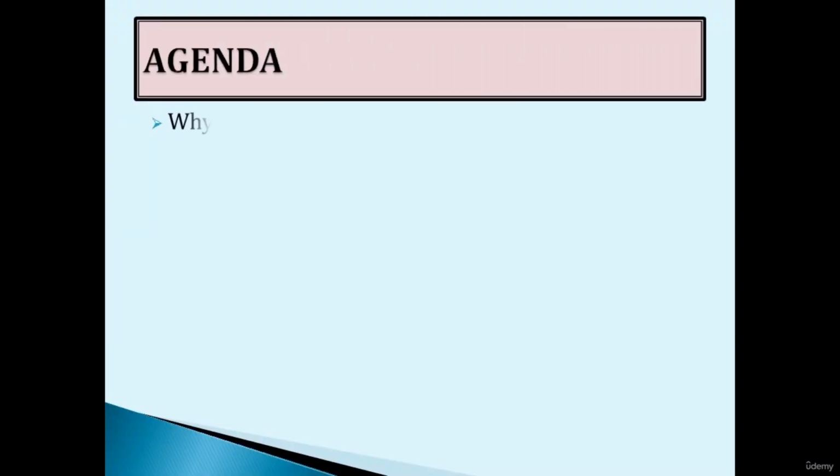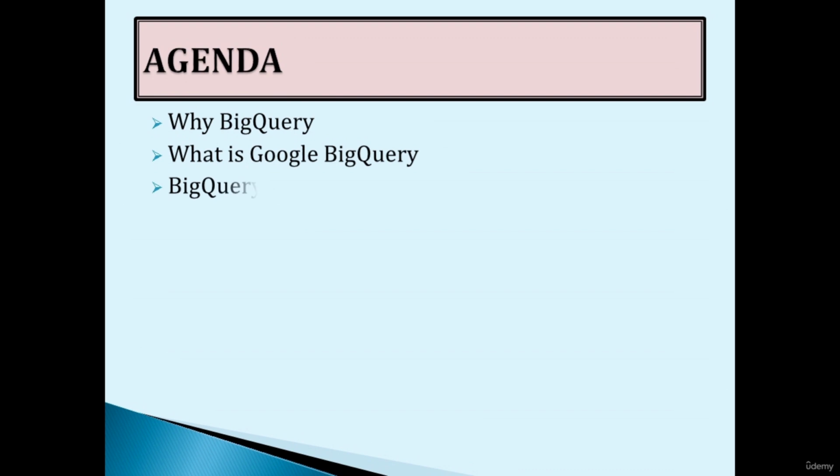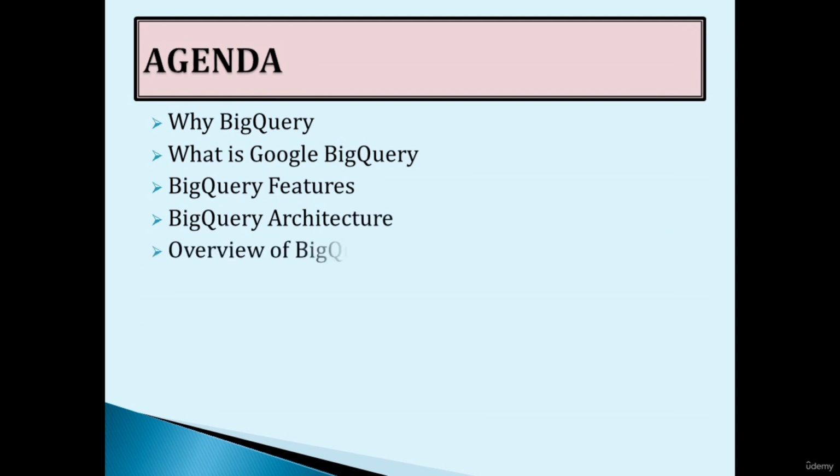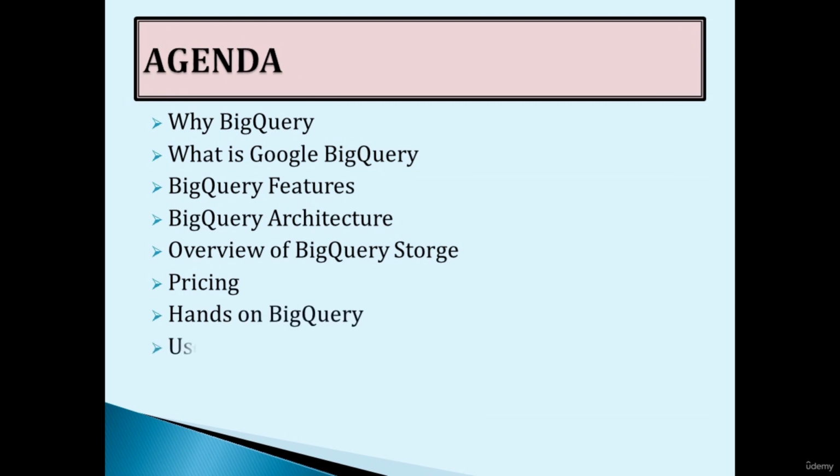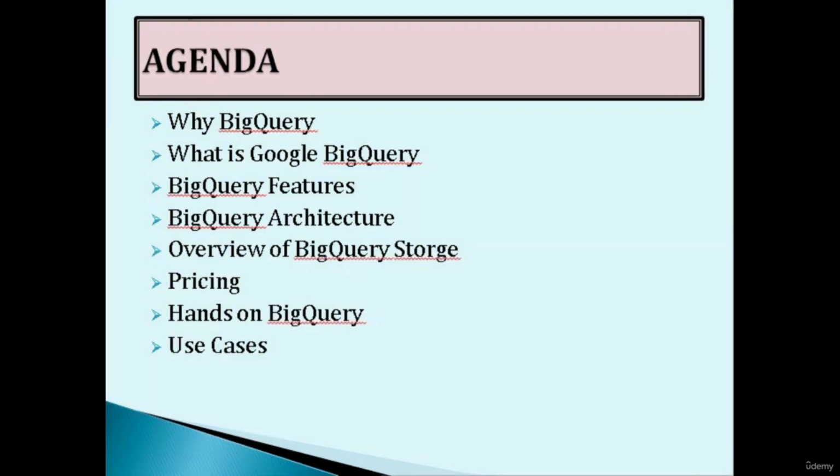So we will start this session by first understanding why there is a need for Google's BigQuery and what actually it is. Then we will look at some of its key features and high-level architecture. Moving ahead, we will get an overview of Google's BigQuery storage as well as techniques of ingesting data into it. Furthermore, we will also look at different pricing models for BigQuery and try our hands on implementing it practically on Google's cloud platform. Finally, we will then look at some of its use cases.